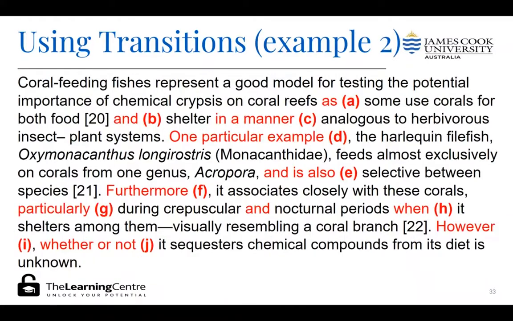In this paragraph example, you can also see transitions being used. Example A is used to indicate a result or cause and effect, B to add another idea or more information, C to compare, D to refer to and emphasize a specific incident or example, E to add another idea or more information, F to add another idea or more information, G to emphasize or indicate importance, H to indicate time, I to contrast, and J to indicate result or cause and effect.